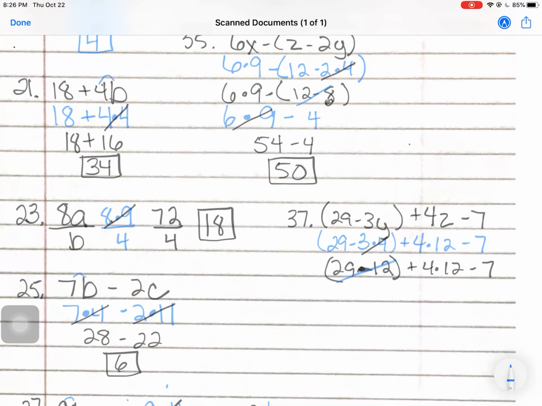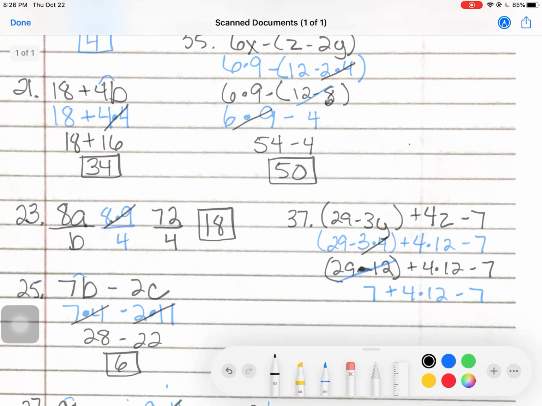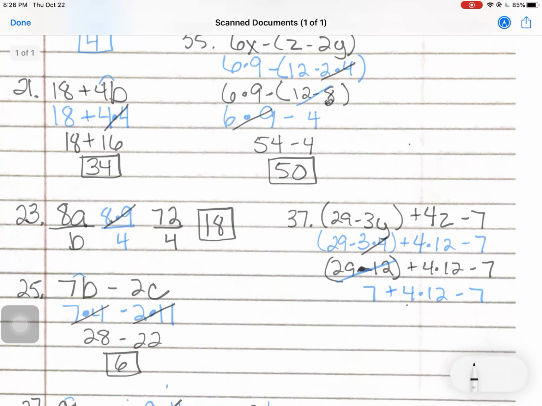All right, next, finally getting rid of those parentheses. 29 minus 12 is 17, plus 4 times 12 minus 7. Woo, they're getting longer. Okay, here we go. I've got addition, multiplication, and subtraction. Multiplication rules again. 7 plus 48 minus 7. And I bet right now that a lot of you are noticing something.